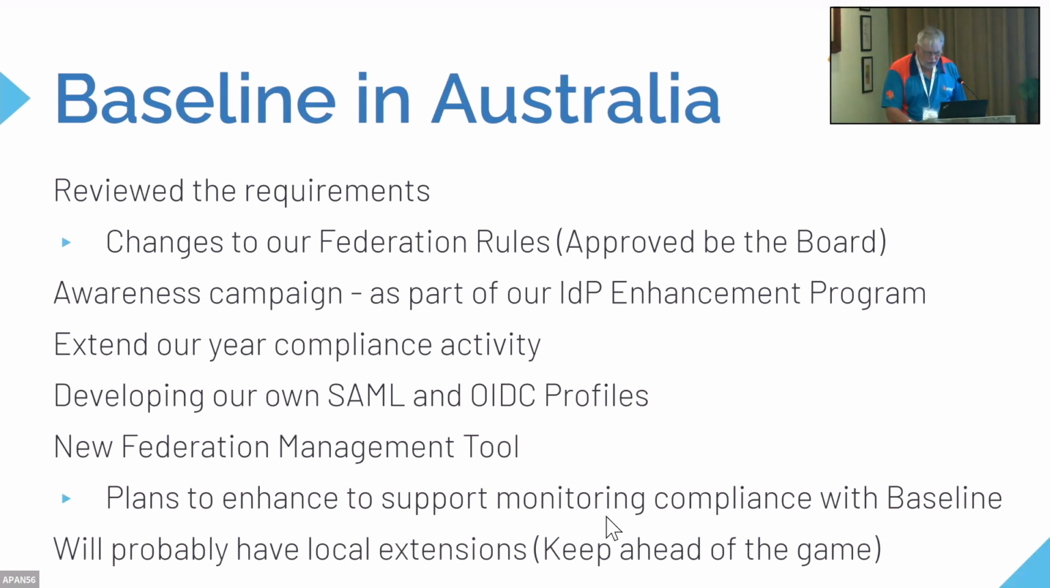And we'll have local extensions to keep ahead of the game, similar to what the US Federation has. They've got additional components to their baseline. I expect we'll have additional components to our baseline. I know they've got must have an error URL in IDP's metadata in their baseline. So things like that, we will sort of try and be ahead of the game so that when changes come to the REFEDS baseline activity, we'll already be able to tick the box saying we're doing them.